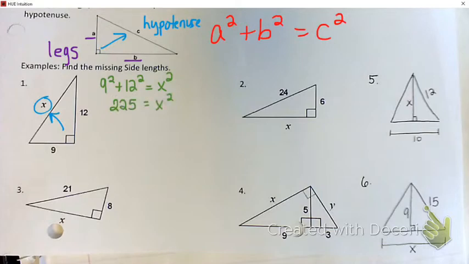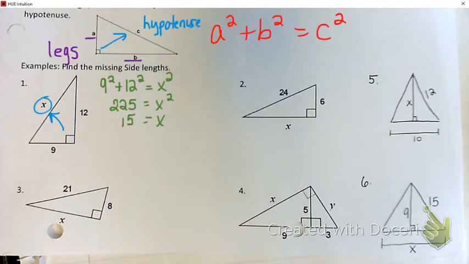Okay, what do I do on both sides to get x? Take the square root. So x is 15. Questions about number 1? So number 2. Which side is the hypotenuse?